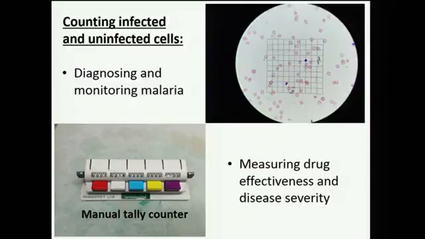A grid, for instance, here, so that they don't count any cells twice. Or here a manual tally counter, so that they press the button while looking through the microscope, so that they don't get confused while counting. They usually count up to 1,000 cells and then compute how many of these 1,000 red blood cells are actually infected, which gives them the infection ratio. And that infection ratio is usually used for, of course, diagnosing malaria and also for measuring drug effectiveness or measuring drug resistance and disease severity. All manual process.